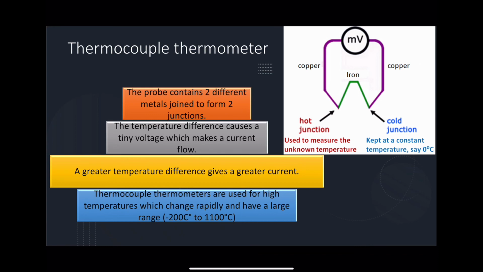1100 degrees Celsius. If the junctions are at different temperatures, a small electromotive force or EMF is produced. The larger the temperature difference, the larger the EMF produced. The temperature range over which a thermocouple operates depends on the two metals used for wires. For example, if we use copper, we will have different range, and if we use constantan wire, it will have different range. Notice also that we use a very sensitive voltmeter.